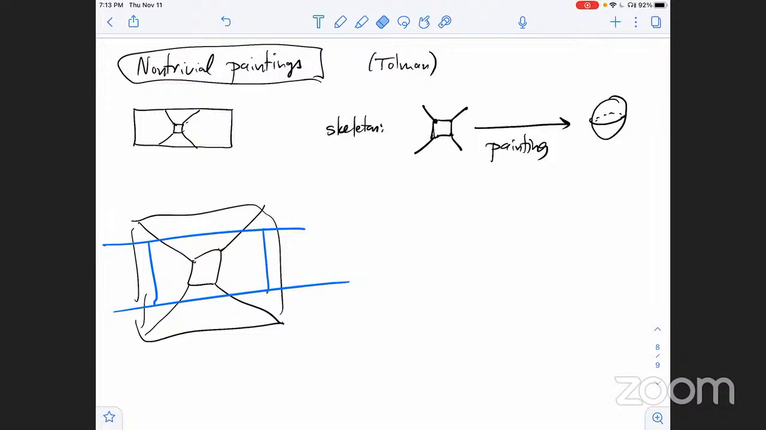But now what you get from this theorem is you can do surgery to change the genus to more interesting genus. Reduced spaces of higher genus have non-trivial loops. And then you can get a non-trivial painting.